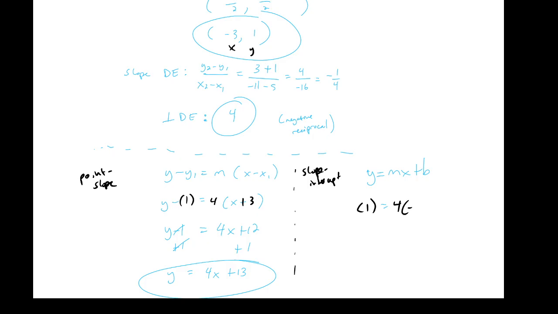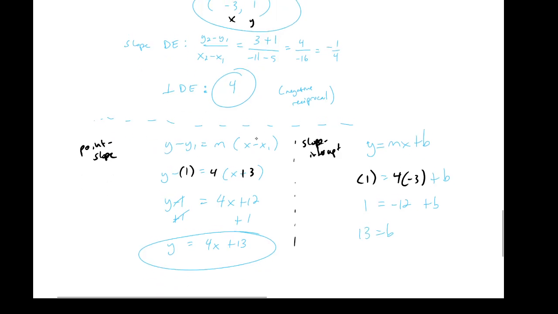This is negative 3 plus b. So 1 is equal to negative 12 plus b. So 13 is b, okay? And of course, for y equals mx plus b, we're going to plug this guy back in for our b. We already have 4 as our m. So y is equal to 4x plus 13. So it's up to you, whichever one you'd prefer. I really don't care. It gets the same exact answer, but this is our process.